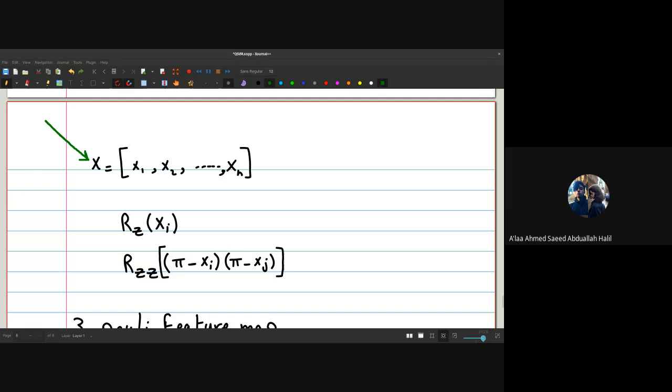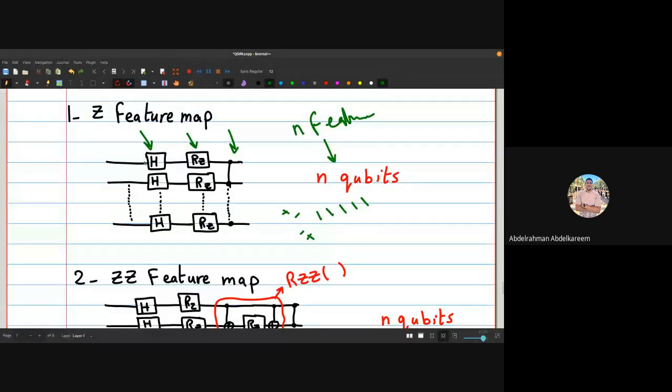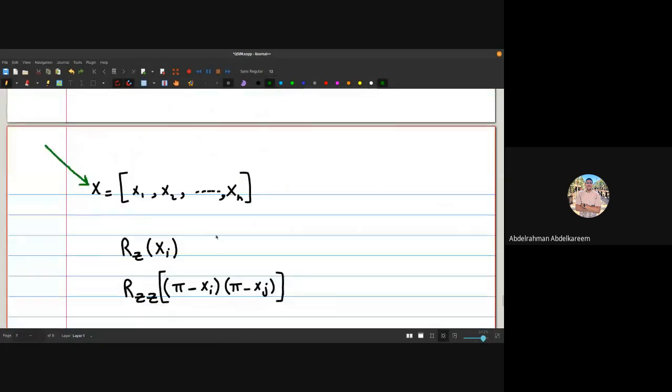No, we were talking about the Z feature map, I guess, and the rotation. For the Z feature map, I was talking about applying Hadamard on all qubits, then applying rotations in the Z basis. So what are the angles for these rotation gates? Let's say I have this data point with n features.